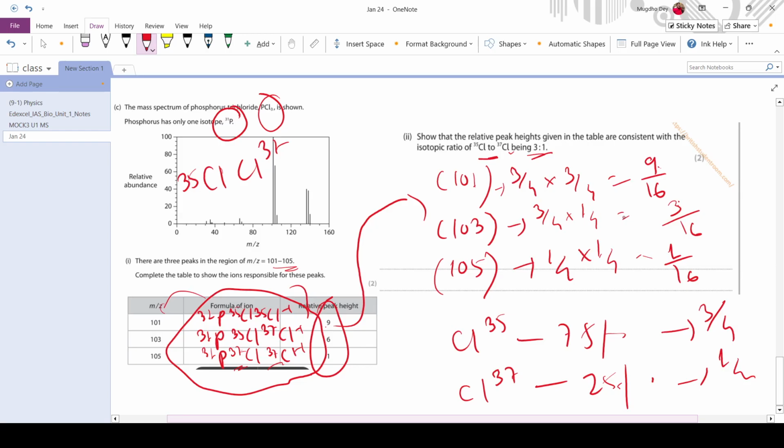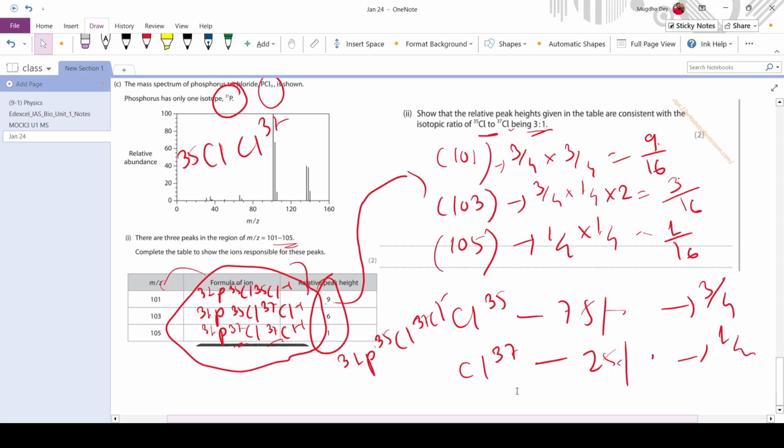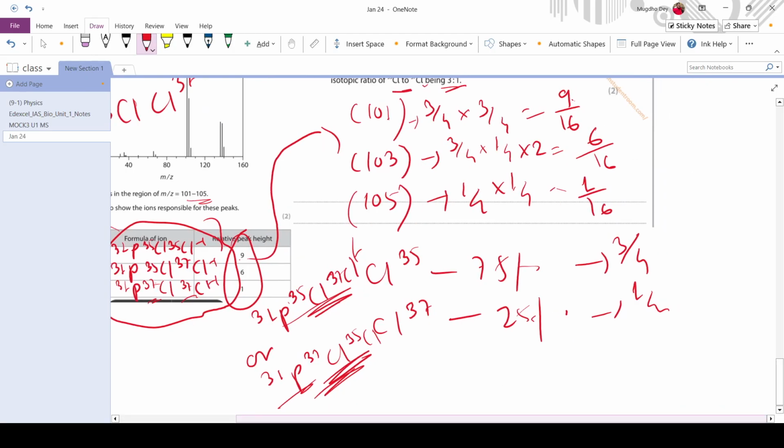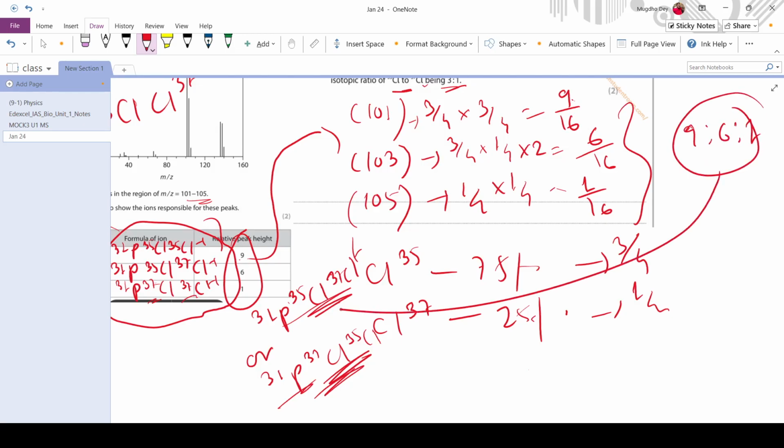It must be multiplied by 2 because we don't know whether the combination is 35Cl, 37Cl plus, or is it 31P, 37Cl, 35Cl. So we don't actually know which way it is happening. So yeah, it must be multiplied by 2. Eventually you get 6. So if you find the ratio, if the 16 gets cut, it is 9 is to 6 is to 1, which is consistent with the peak heights.